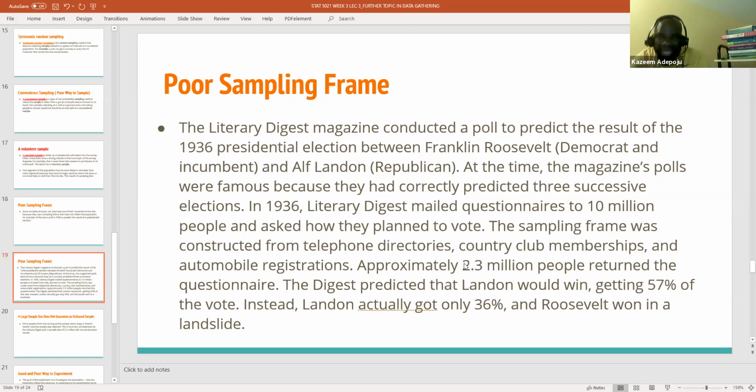But do you know what actually happened in the actual election? And I want to tell you, in the actual election, Franklin Roosevelt, a Democrat, actually carried the day. Okay, and Landon, a Republican candidate that was predicted by Literary Digest magazine to carry the day, had 36% of votes. It was a landslide victory for the incumbent, the Democrats. So, which means this particular reputable magazine did not get it right. Why is it that they did not get it right? Because they used a poor sampling frame, and not only that, the non-response rate was very high.